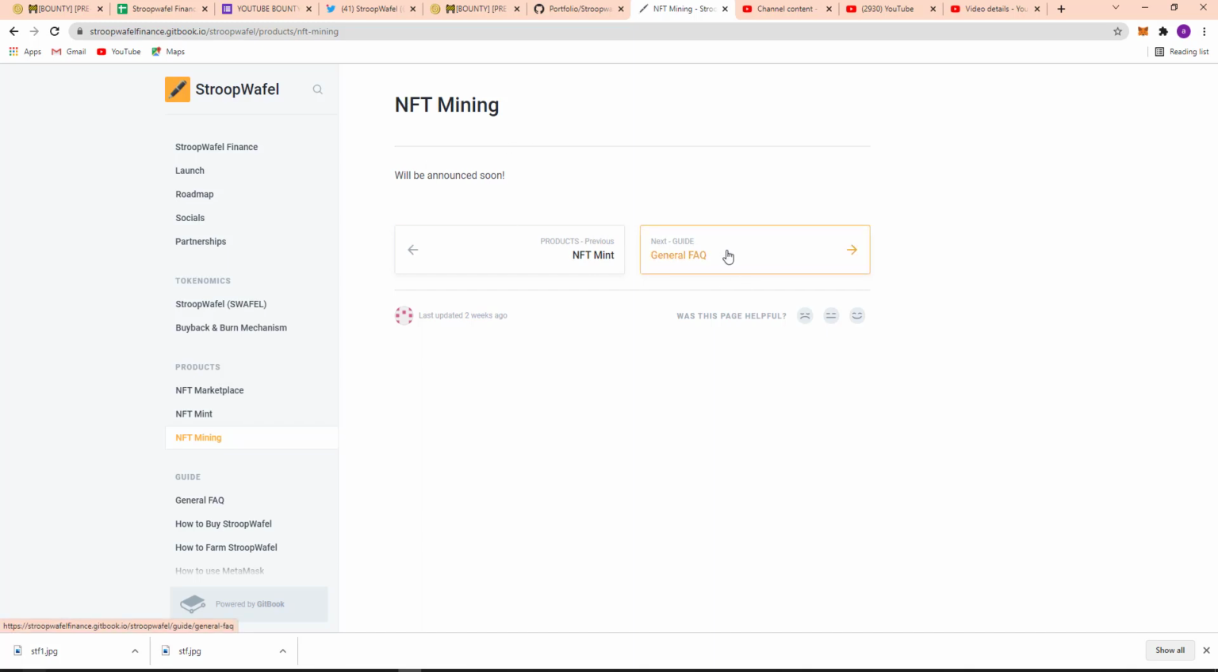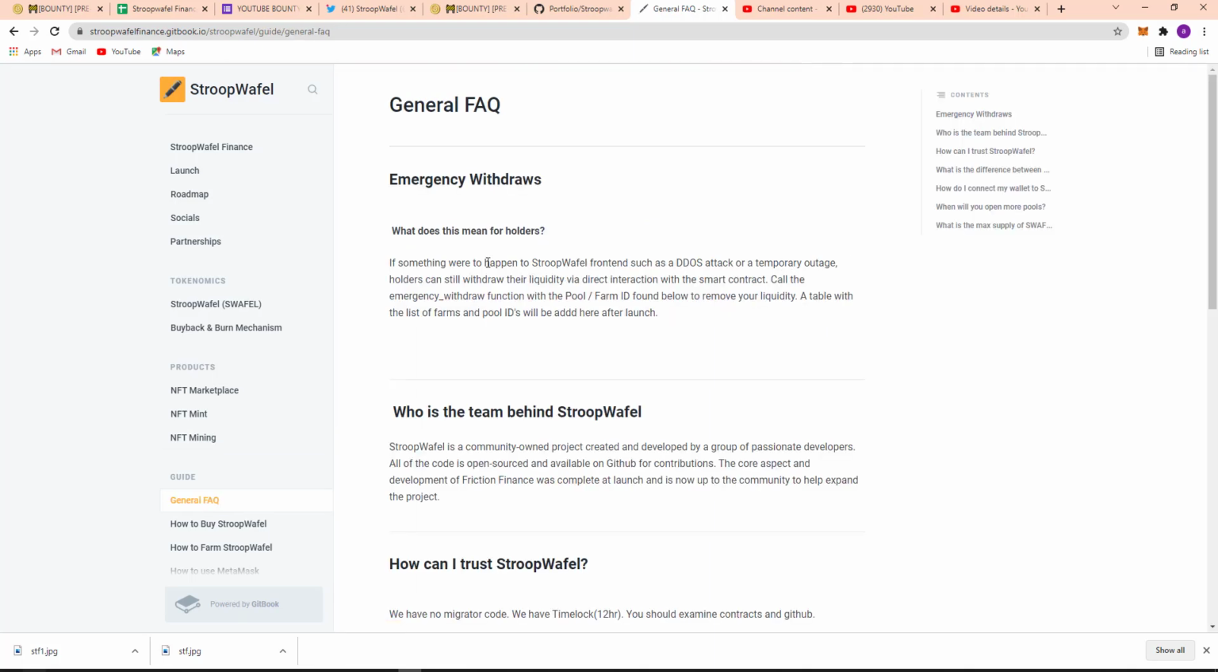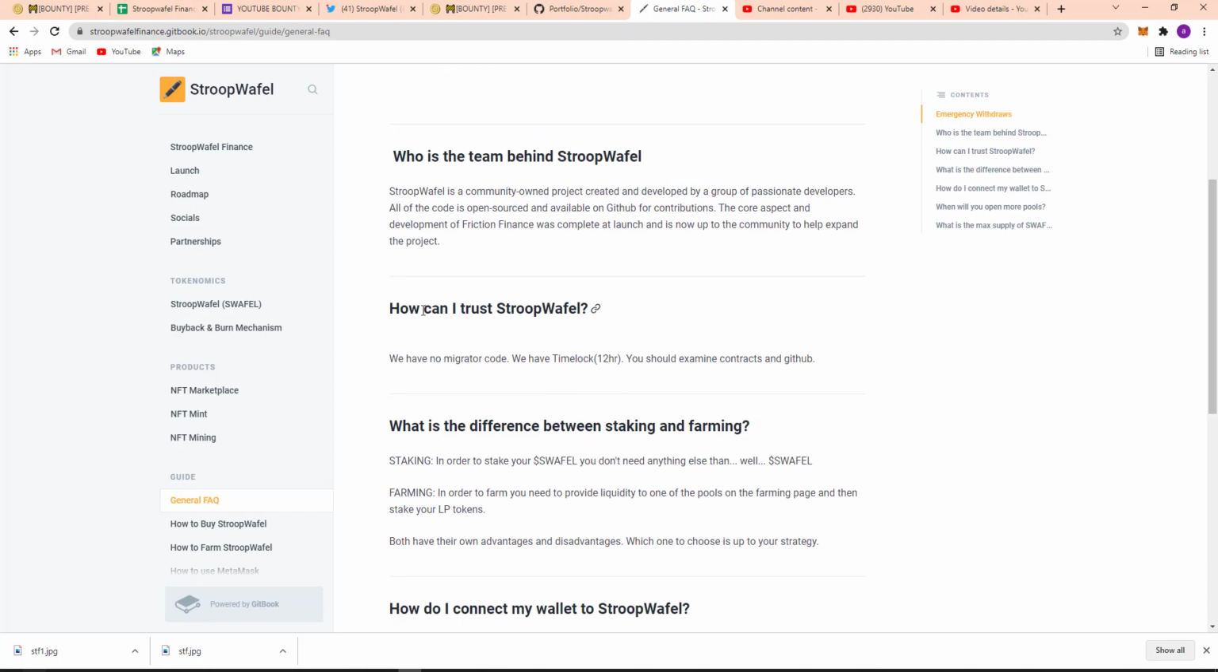Here are the general questions. You can see their questions and answers here: What does this mean for holders? Who is the team behind StroopWafel? How can I trust StroopWafel? If you want to know the answers to these common questions, just click here and you can read them, and you will learn about this project in detail.